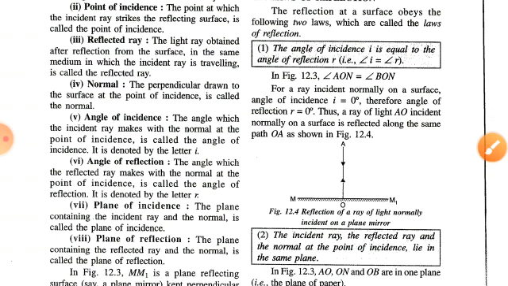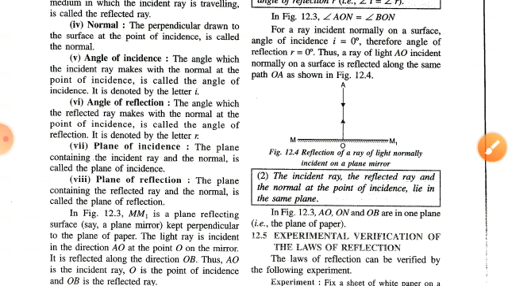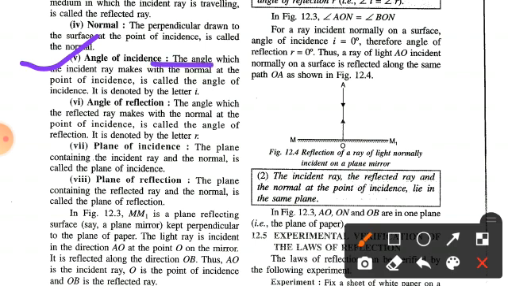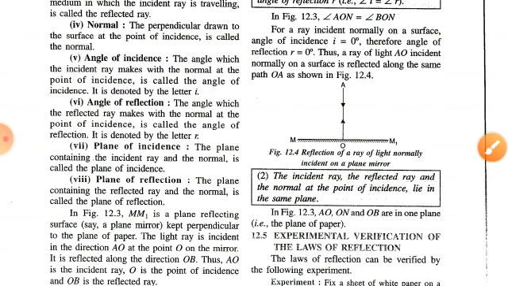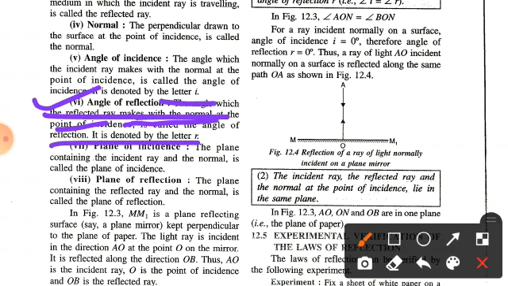The fourth one is the normal. The perpendicular drawn to the surface at the point of incidence is called the normal. Now see the fifth one: what is the angle of incidence? The angle which the incident ray makes with the normal at the point of incidence is called the angle of incidence, and it is denoted by a small letter i. What is the angle of reflection? The angle which the reflected ray makes with the normal at the point of incidence is called the angle of reflection, and it is denoted by a small letter r.